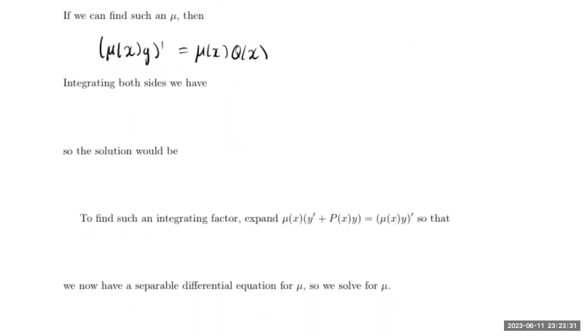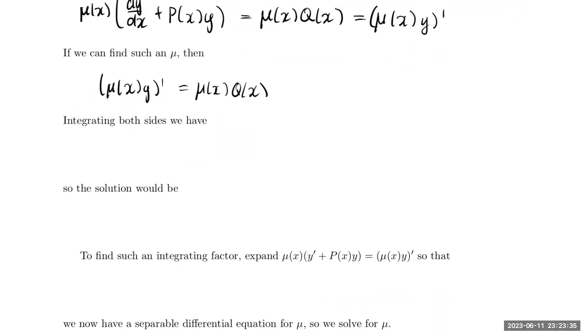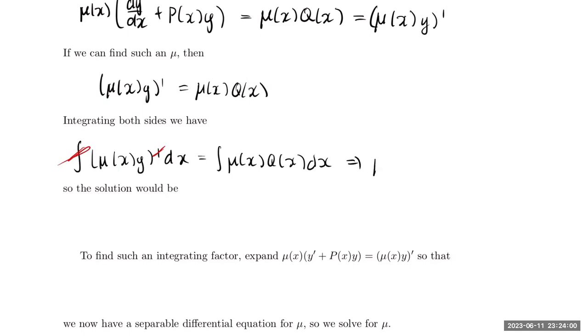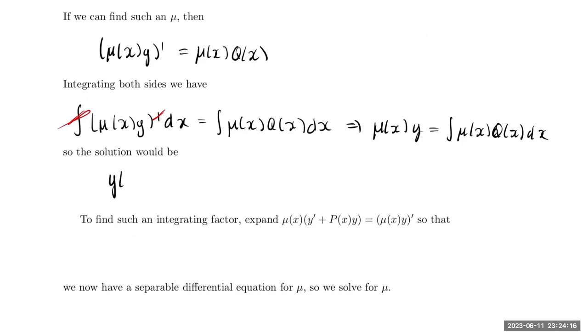All right. Now if we integrate both sides, we see the integral of the derivative of mu x y prime dx equals the integral of mu x q x dx. On the left-hand side, the derivative and the integral cancel out each other. So mu of x times y is just going to be the integral of mu x q x dx. Then the solution would be given by y of x, which is equal to 1 divided by mu of x, times the integral of mu x times q of x dx.